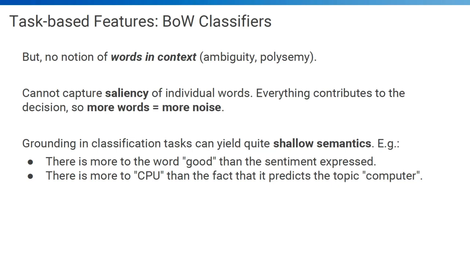So if you have more words, then you have the risk of incorporating more noise into your model. Finally, this way of learning word representations by grounding them in classification tasks could yield quite shallow semantics. Obviously, it's good that your word representations would internalize the notion of positive or negative sentiment in sentiment classification, but there's obviously more to the meaning of the word good than whether or not it expresses a positive or a negative sentiment. There's more to the word CPU than the fact that it's a reliable predictor of the topic computer if you were doing document classification.